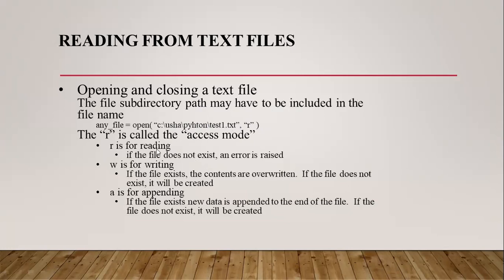If we use R and the file doesn't exist, an error occurs. If we use W and the file exists, the contents of the file are overwritten. If we use A and the file already exists, the file itself is retained, and the new content is appended to the already existing file. If there is no such file, Python creates that particular file in this particular folder.